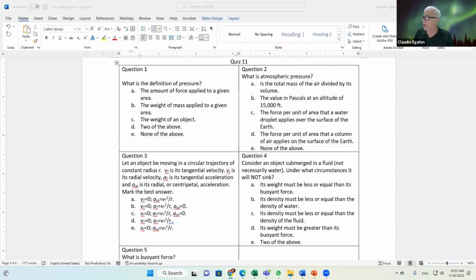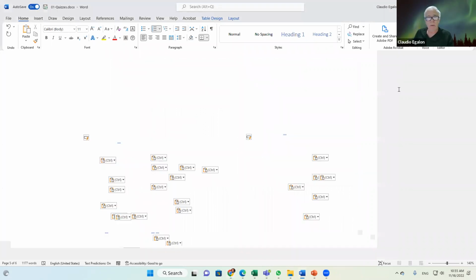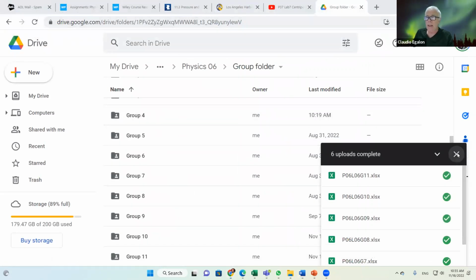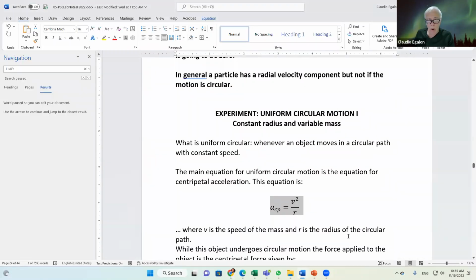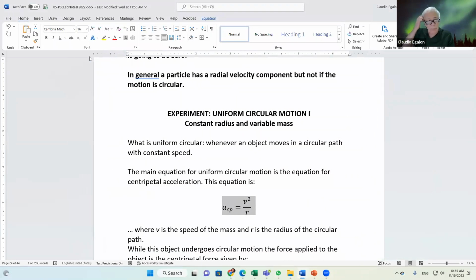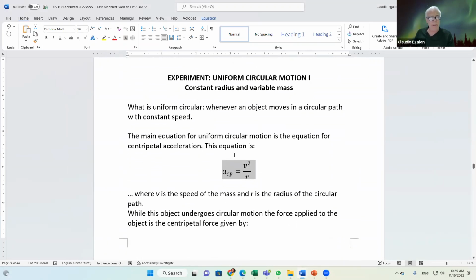You already have, let me close this window, your spreadsheet, and let me walk you through this experiment. So what we're going to do in this lab activity is show that this equation is correct, that we derived that centripetal acceleration is v squared over r, where v is the speed of the mass and r is the radius of the circular path.